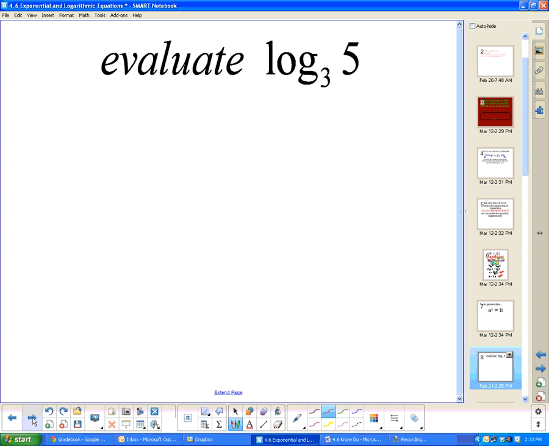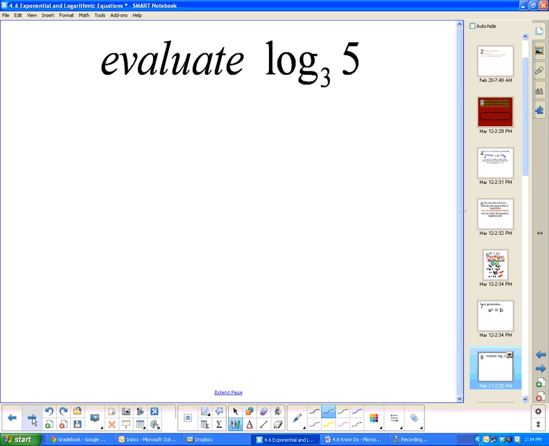Another way we could use this idea is to evaluate logarithms that might not have bases within our calculator. Some of us with the newer calculators can evaluate logarithm base 3 of 5, but some of us with the older TI-83s and 84s do not necessarily have that option. So how are we going to evaluate this expression if our calculators won't work?